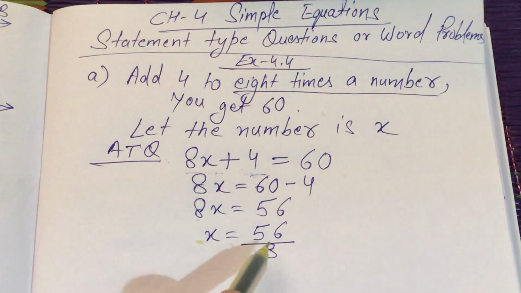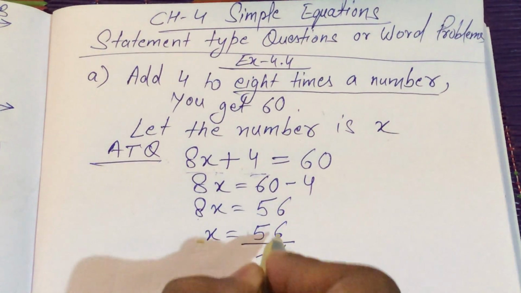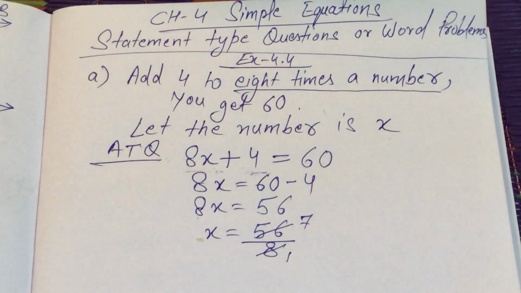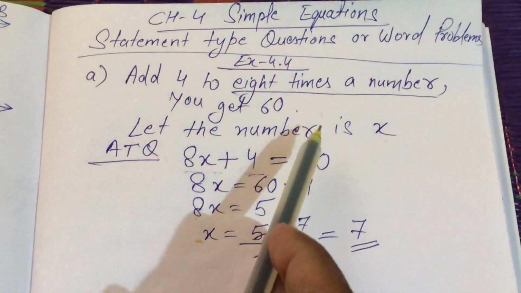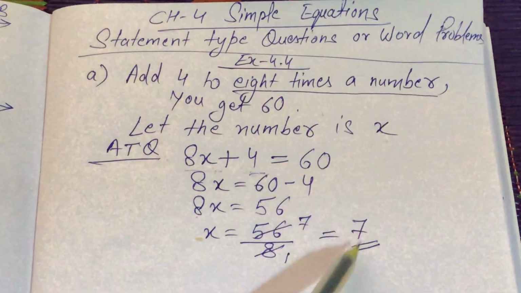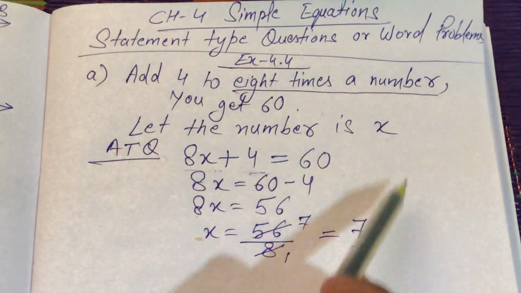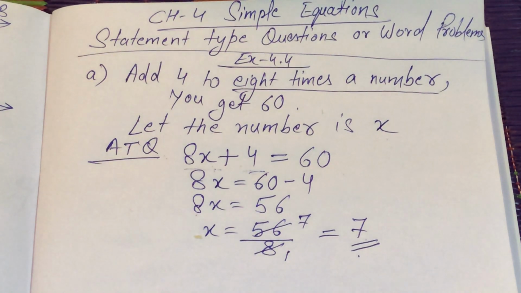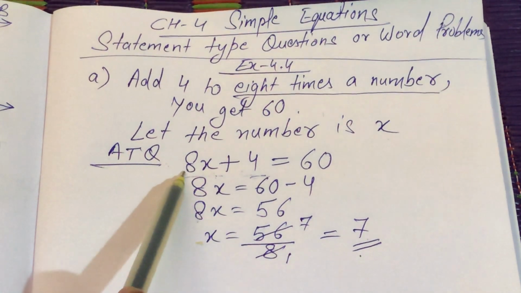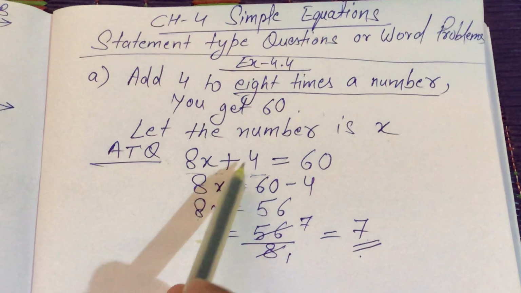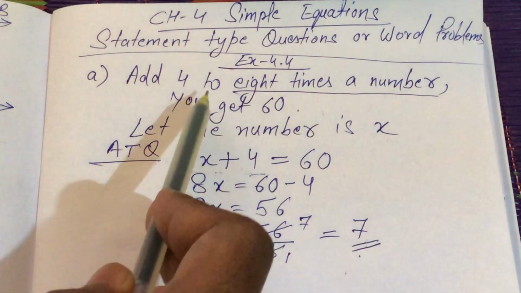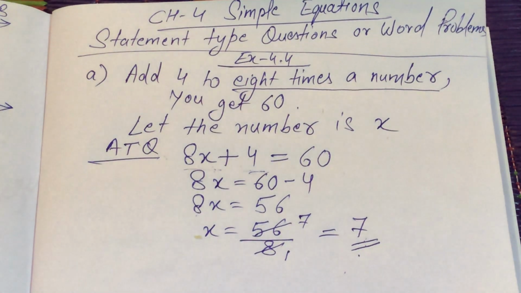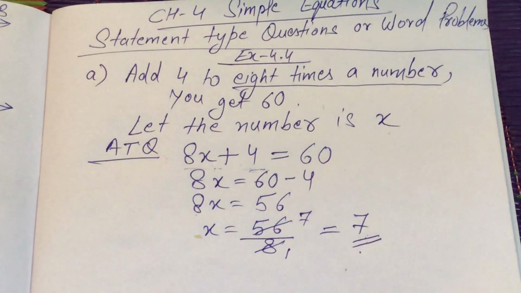Why? This is in multiplication, it will come to division. 8 ones are 8, 8 sevens are 56. So x equals 7. That means the number is 7. The required number is 7, the number we are trying to find out. See, how much is 7 times 8? 56. 56 plus 4 gives 60. 8 times a number: 7 times 8 is 56, plus 4, you will get 60. You can check your answer like this.